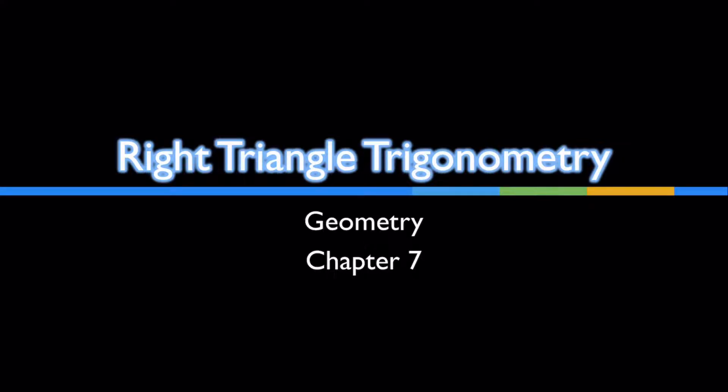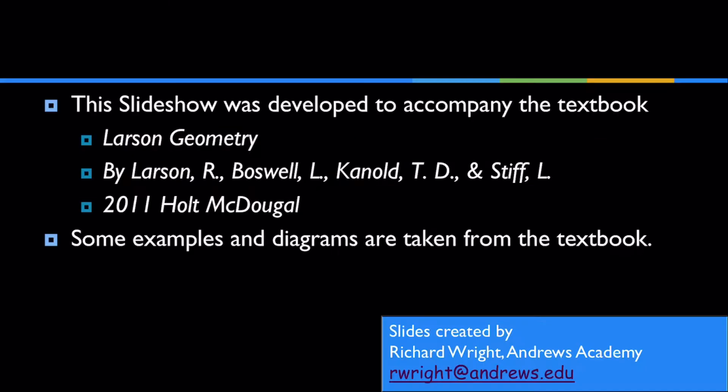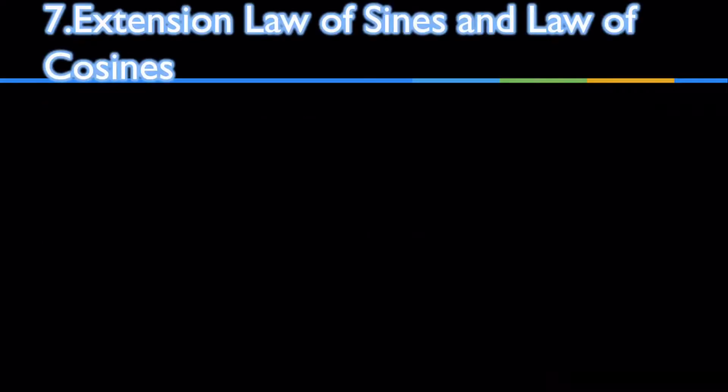Chapter 7, Right Triangle Trigonometry. Lesson 7, Extension, meaning it's extra. It's fun stuff: the law of sines and law of cosines.